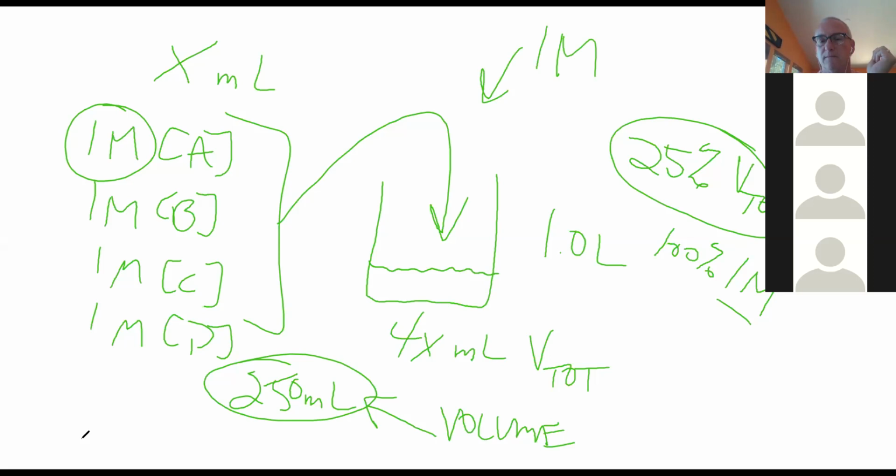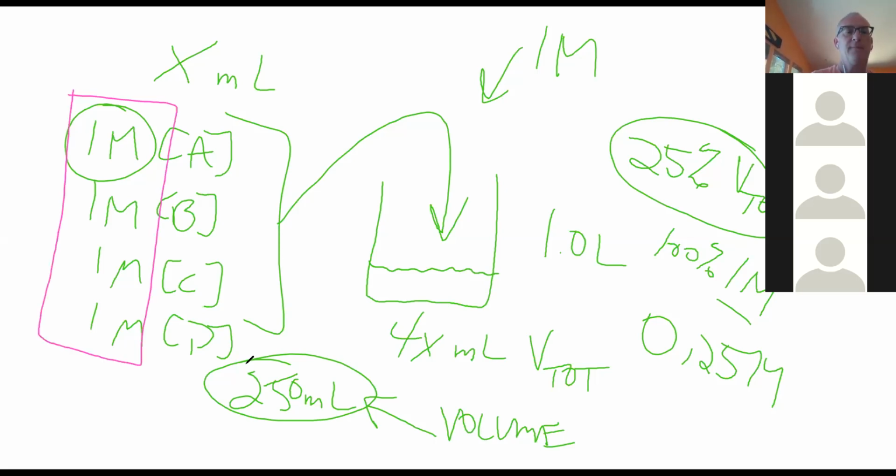It's gonna be 0.25 molar. That is correct. That is the answer. Because I have diluted each one of these concentrations here, 1 molar. I've diluted them by 1/4 because I've added each one to the beaker.